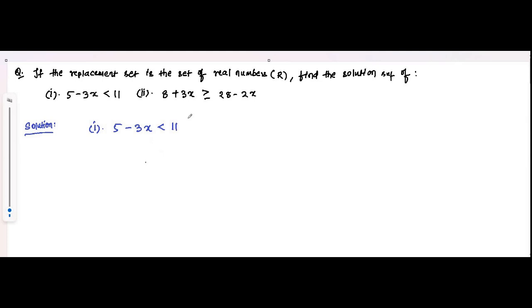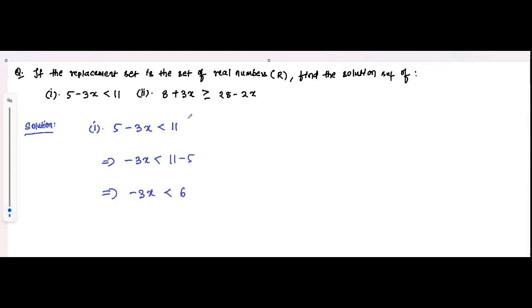So here what we'll do, we'll take this plus 5 and take it to the RHS side. It will become minus. So that implies minus 3x, sign of inequality will stay the same, then 11 minus 5. That implies minus 3x is lesser than 6.